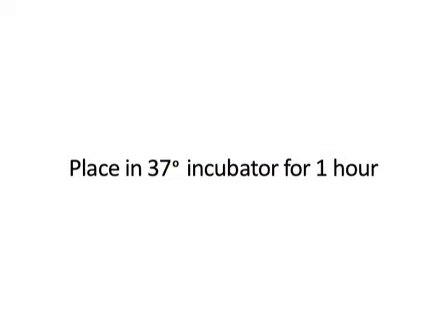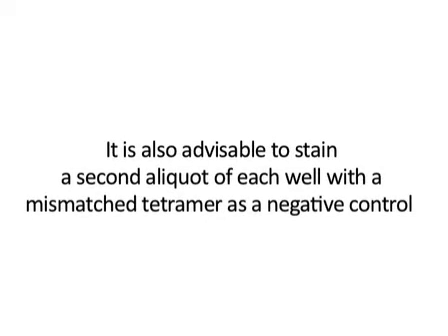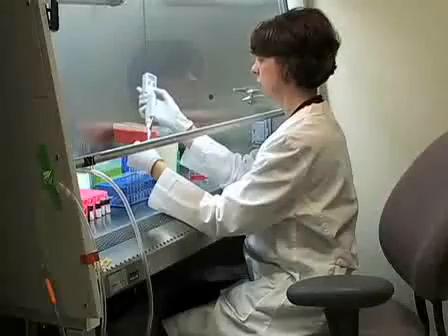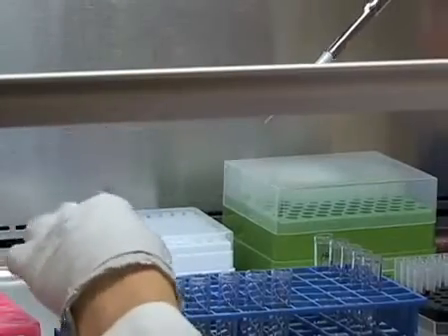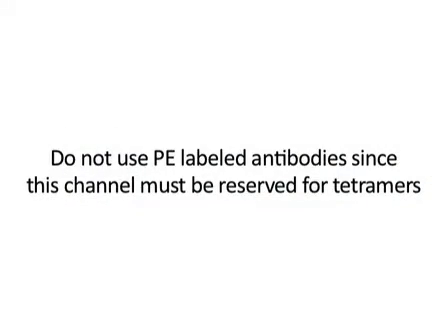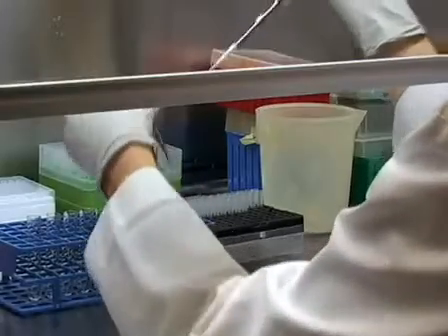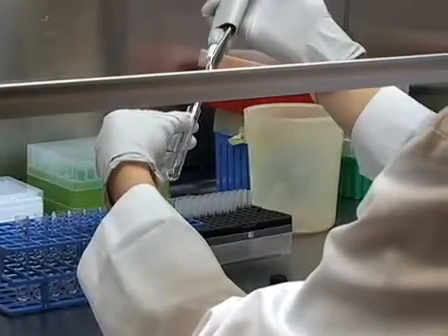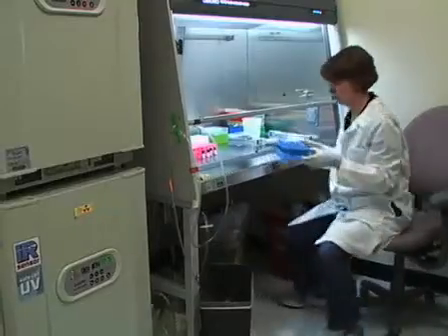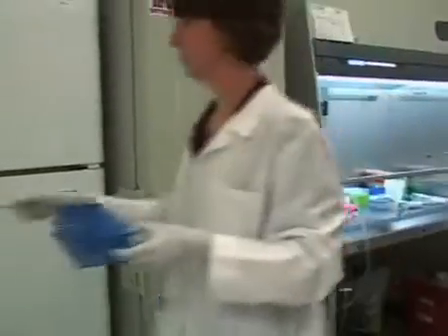It is also advisable to stain a second aliquot of each well with a mismatched tetramer as a negative control. Label cells with anti-CD3, anti-CD4, and anti-CD25 antibodies. Additional or alternative antibody markers can be used. However, do not use PE-labeled antibodies, since this channel must be reserved for the tetramers. At this time, also label any single color or isotype controls using extra cells. Incubate antibody-labeled cells for 15 to 30 minutes at 4 degrees.